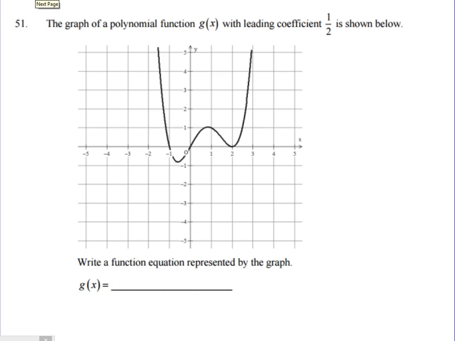Wonderful. Here's another one. So the graph of a polynomial function, g of x with leading coefficient 1/2. So here's our g of x. And we know the leading coefficient is positive. I see tails pointing up, up. So I know it's going to be an even degree. I see a 0, and a double 0.